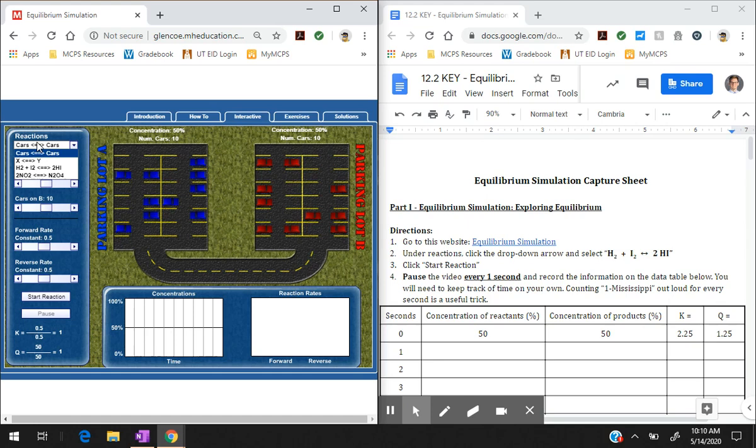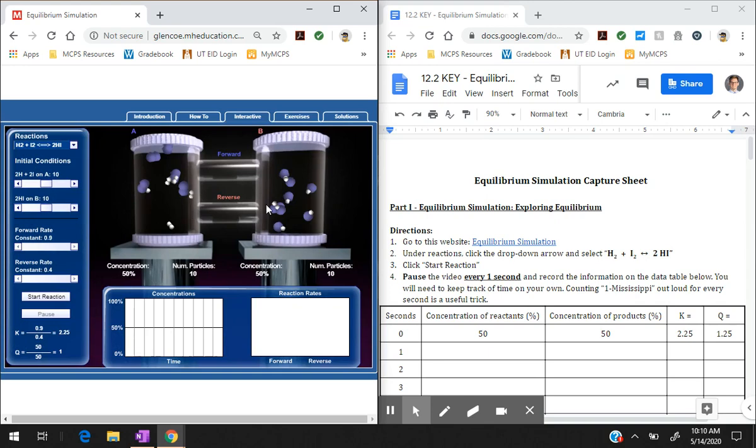So I went to the website, I clicked on the equilibrium simulation. Under reactions, this is step 2 under the directions. It says select H2 and I2 so that we end up with 2 moles of HI. Then my direction is to start the reaction, and I have to pause the video every 1 second and record the information on the table below.